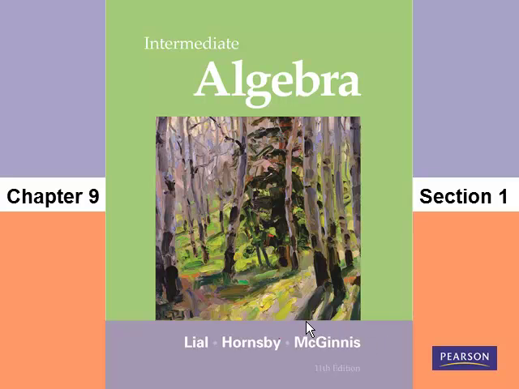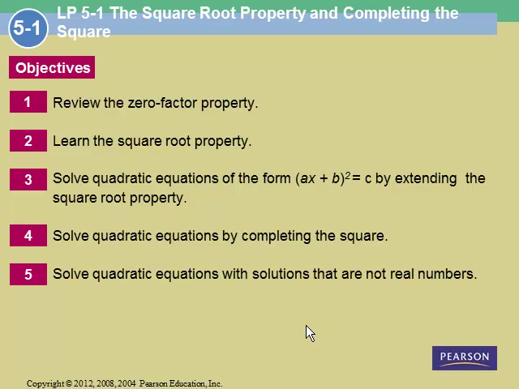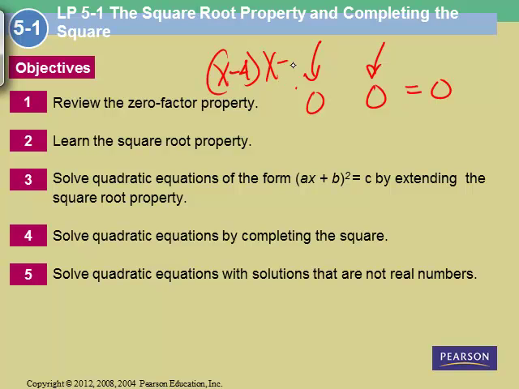All right, we're working on Chapter 9, Section 1, which is Learning Plan 5.1, and we're going to be working with the square root property and completing the square. We're going to talk about the zero factor property, which just means if you get the answer of 0, either this number is 0 or this number is 0. In other words, if you have x minus 4 times x minus 5 equals 0, one of those two numbers has to be 0. Square root property, take the square root of both sides. You should be able to get that answer.